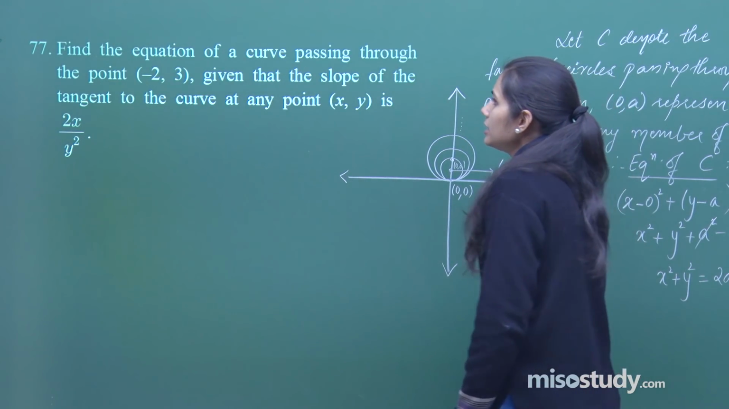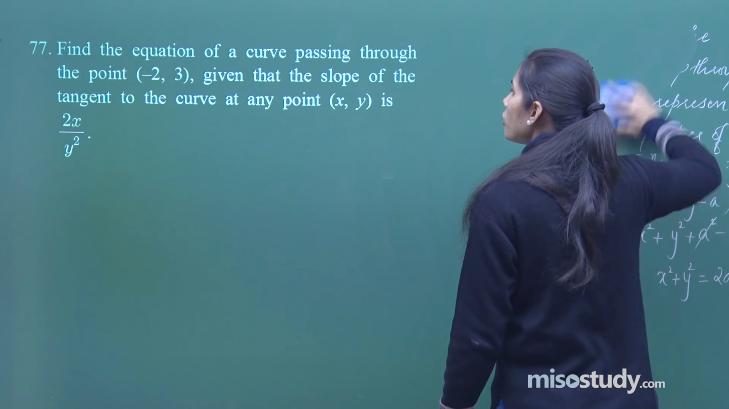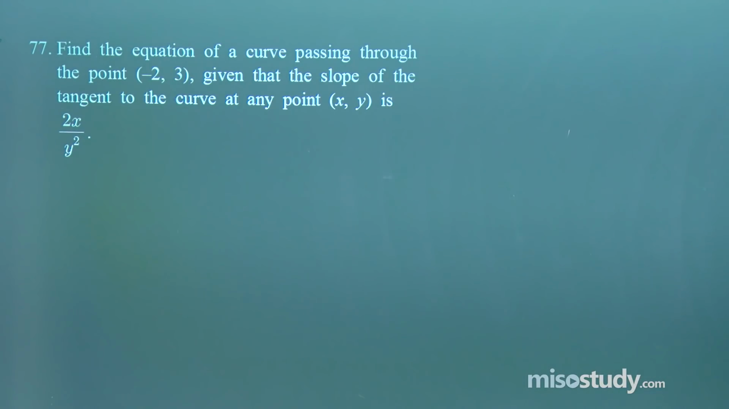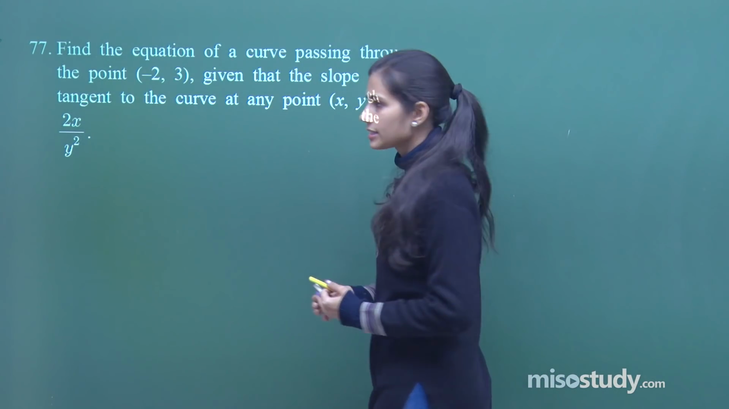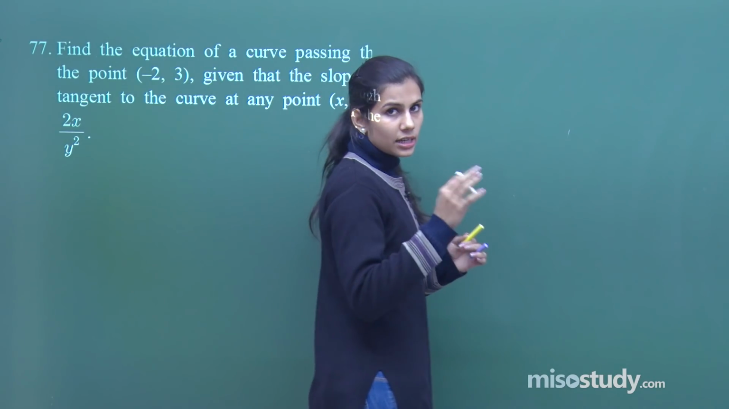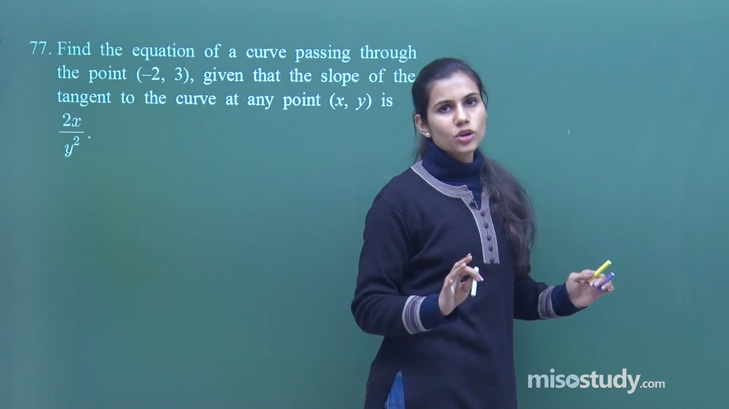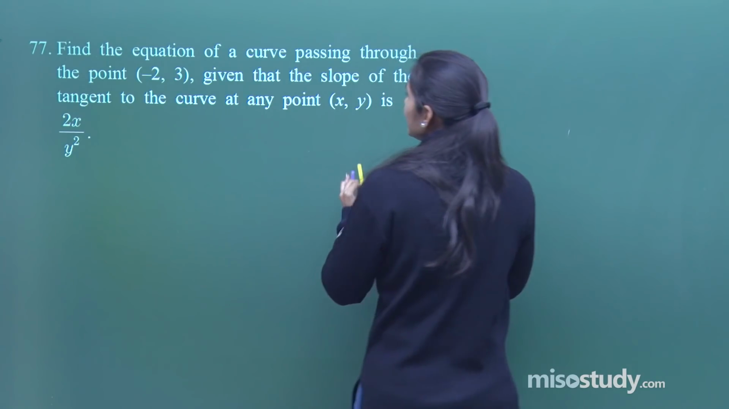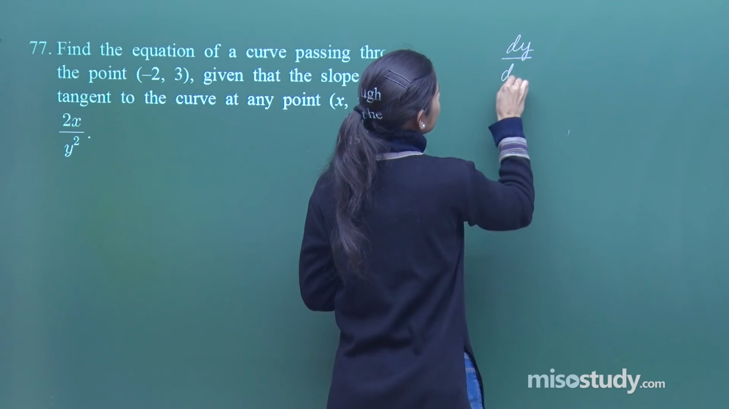It is asking us to find the equation of a curve passing through this point, given that the slope of the tangent to this curve at any point is 2x by y square. So any point x comma y is there on the curve, and the tangent to the curve at that point is given like this. Now you know that if there is a curve, then the tangent to the curve at any point x comma y, its slope is given by dy by dx. So it is given that slope is this, but actually slope is given by dy by dx.